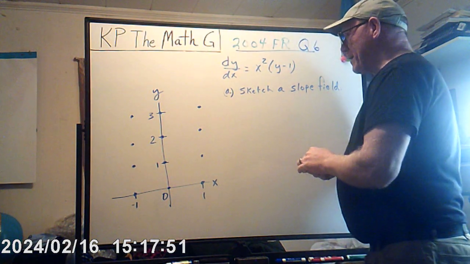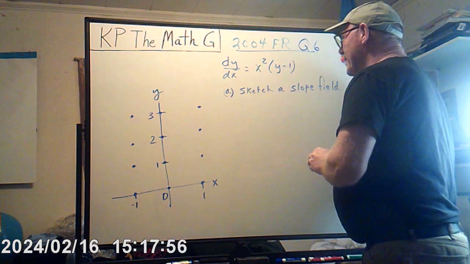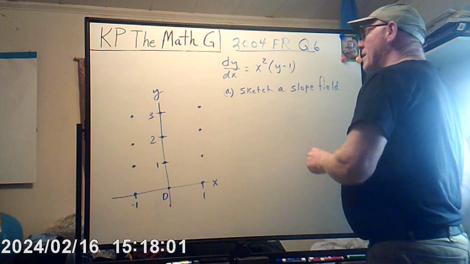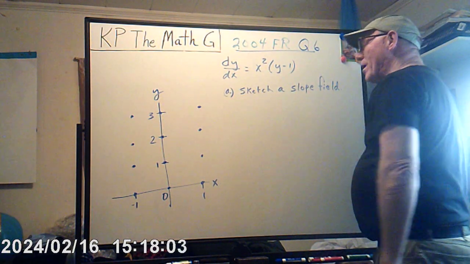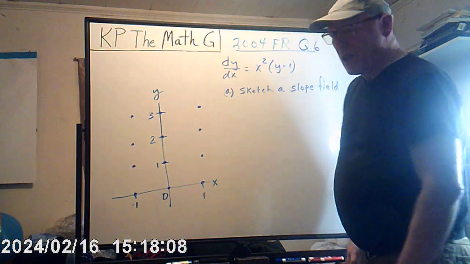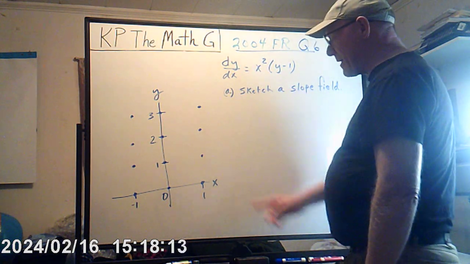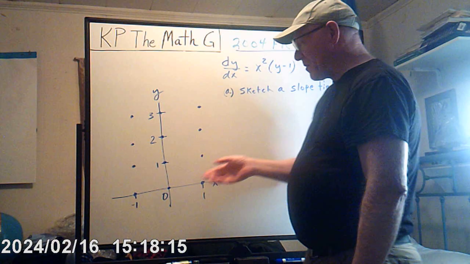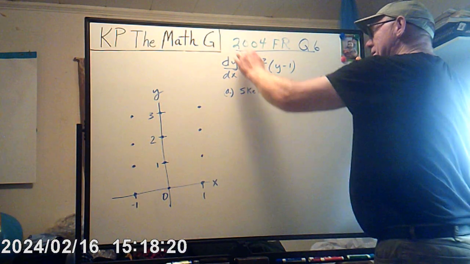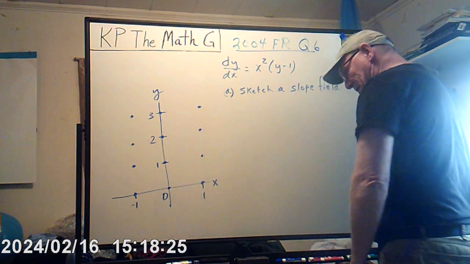Needless to say, up here is given the 2004 free response question 6. This is the differential equation: dy over dx equals x squared times y minus 1. In part A, we're going to sketch a slope field, and that just simply means that we're going to look at each point and determine what the slope at that point is. That's what this means, isn't it? This means a slope, right? So that's what we're going to do.